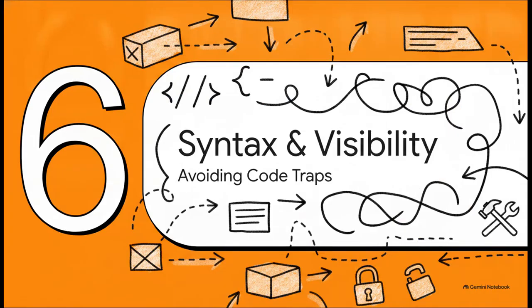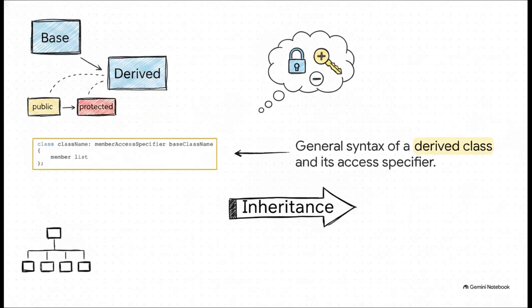Finally, Section 6, Syntax and Visibility Rules. We definitely need to talk about avoiding some common traps here. The general syntax is fairly straightforward, but it's very exact. After declaring your class and its name, you drop in a colon, followed by a member access specifier that's going to be public, protected, or private, and then the base class name you're inheriting from.